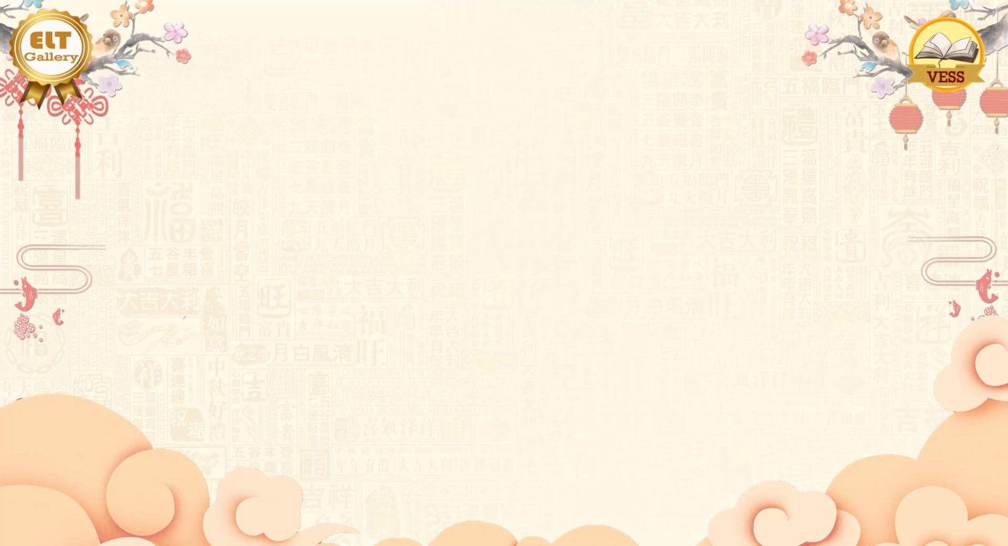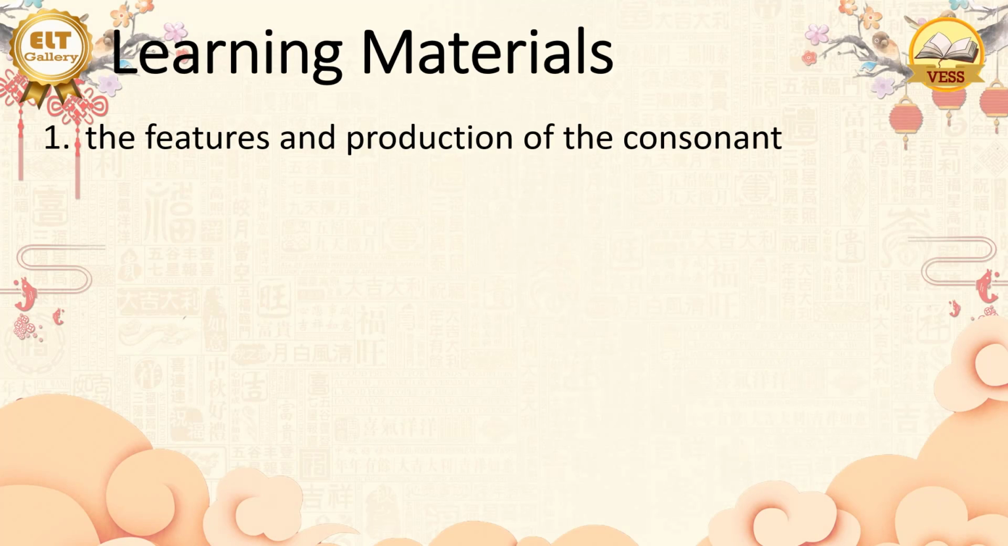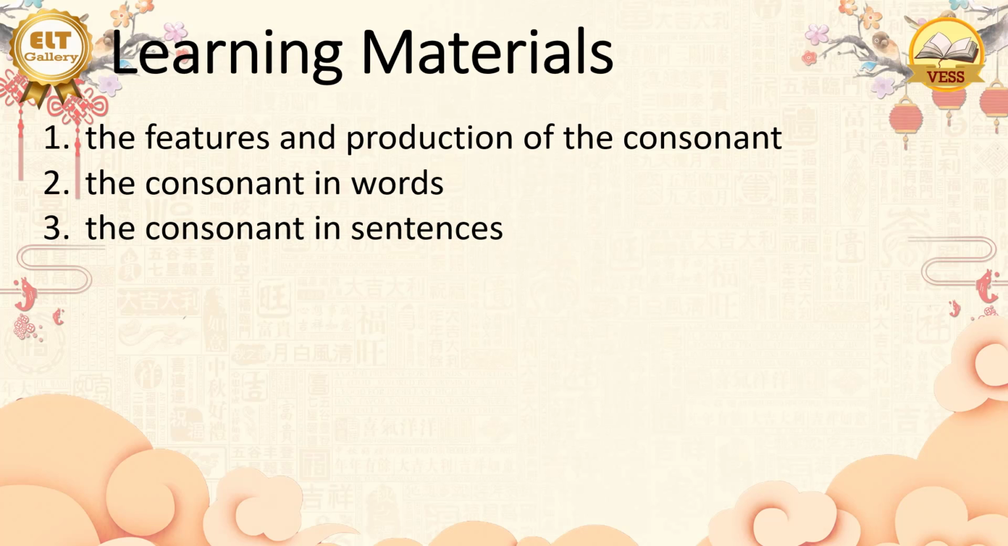Now let's start. In this video, we are going to talk about the features and the production of the consonant, the ng consonant. And then we're going to have practice on the consonant, and we have the practice in sentences. Basically, we only have three kinds of activity here. The first is the discussion on the consonant. The second is the practice of the consonant in words. And then we have the practice of the consonant in sentences. Now let's start with the features or production of the consonant.